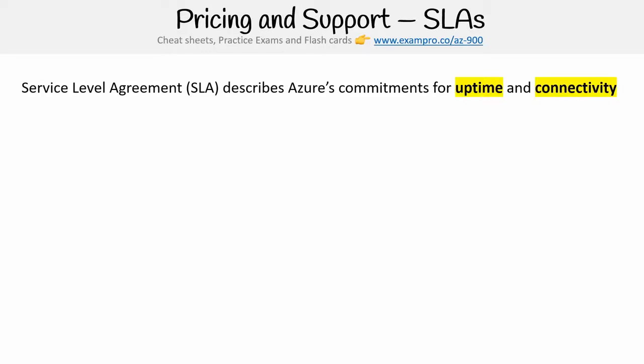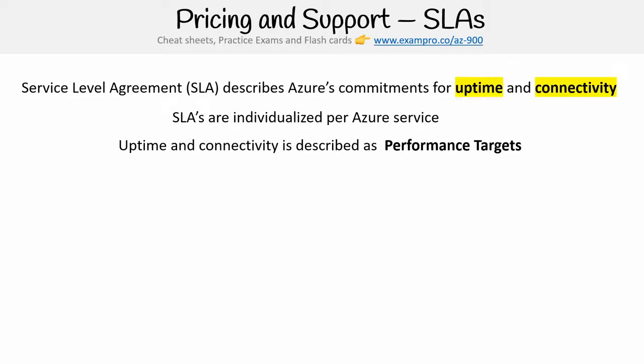SLA stands for Service Level Agreement, and this describes Azure's commitment for uptime and connectivity. That means, if you have a web server, Azure's going to say, we guarantee 99.9% of the time it's going to remain running throughout the year. It's not going to go down. That's the idea behind an SLA. For Azure, SLAs are individualized per Azure service, so they don't have broad SLAs. You're going to have to investigate each service to figure out what the commitment of Azure is for that service.